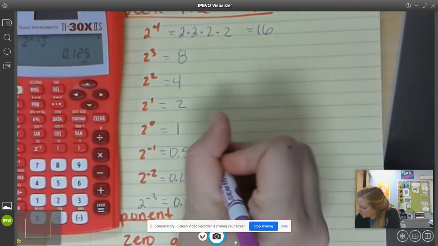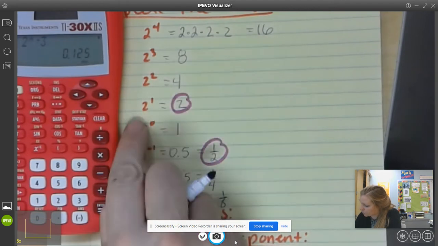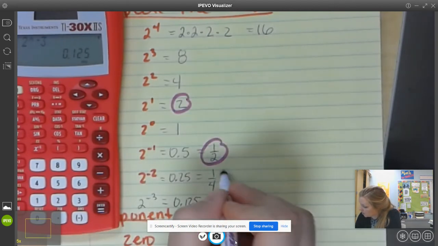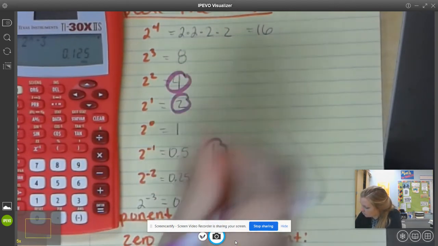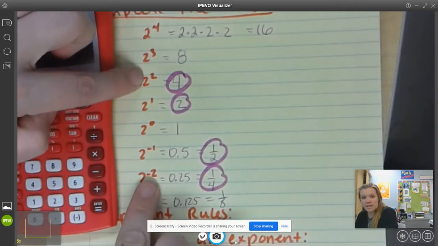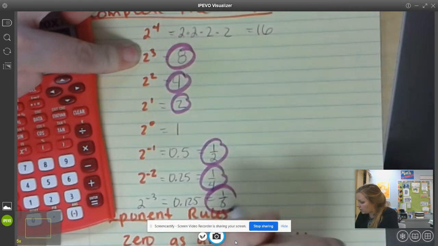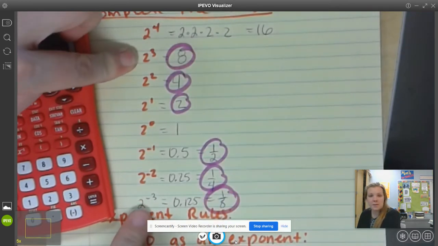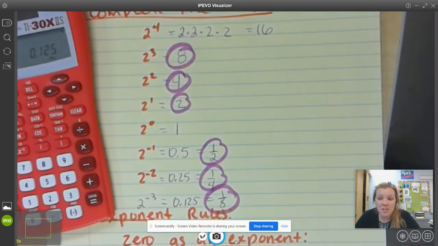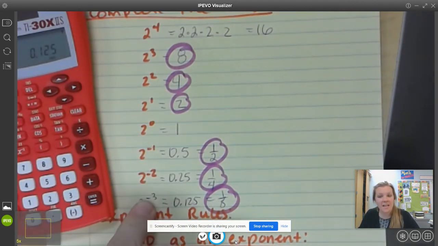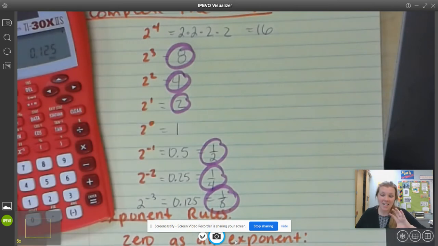2 raised to the negative 1 is 1/2, and 2 raised to the 1st is 2. 1/4 and 4 when the exponents are 2 and negative 2. 8 and 1/8 when the exponents are 3 and negative 3. They're reciprocals. So when we have a negative exponent, it kind of just makes it a fraction, flips it over. Okay? That's a tricky rule.